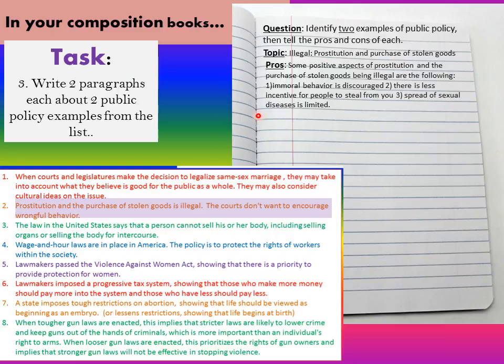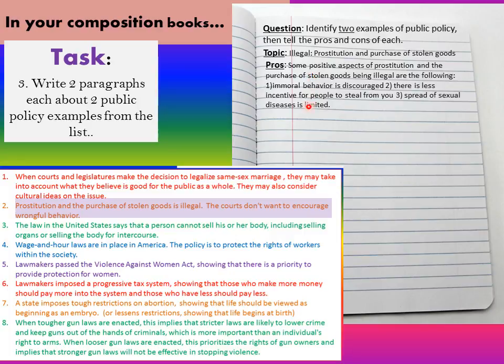Then it says write 2 paragraphs. This is your first paragraph. This is where you're going to write your prose. I've said some positive aspects of prostitution and the purchase of stolen goods being illegal are the following. 1. Immoral behavior is discouraged. Number 2. There is less incentive for people to steal from you. And 3. Spread of sexual diseases is limited. So, with prostitution and stolen good purchasing illegal, these are what I think are the pros to that law.